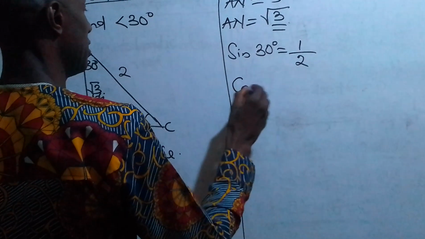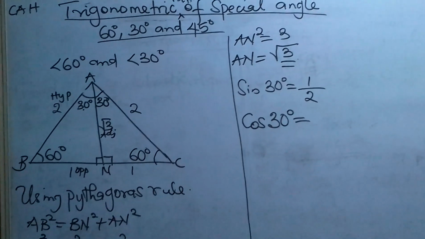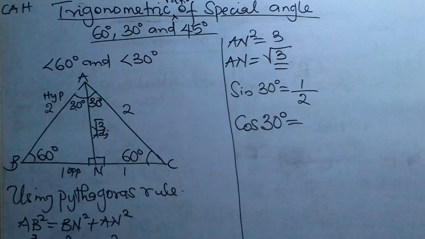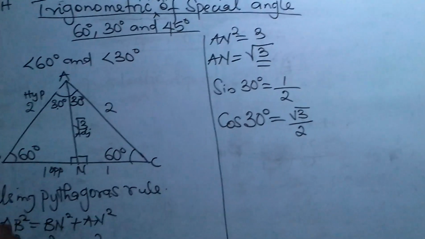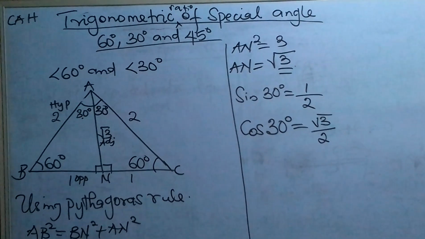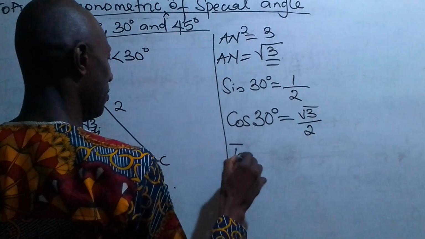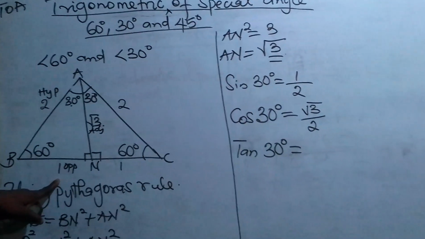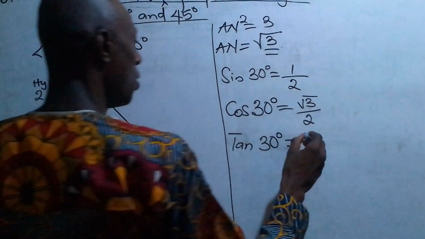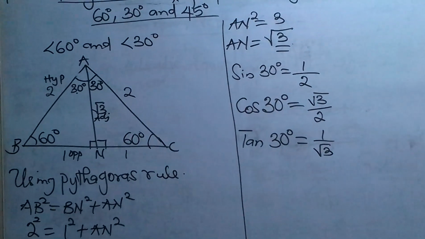What is cos 30? Cos 30 means adjacent over hypotenuse. And the adjacent is root 3, hypotenuse is 2. So let us talk about tan 30. TOA. So tan 30 degrees is equal to opposite over adjacent, which is 1 over root 3. 1 over root 3.